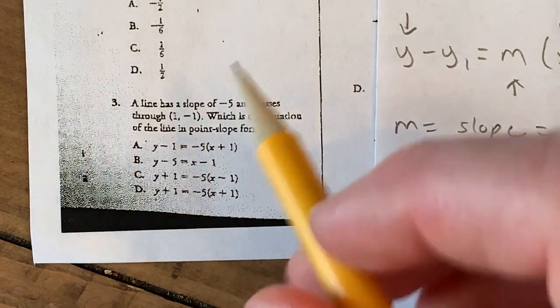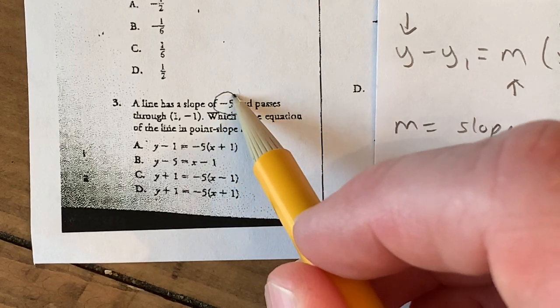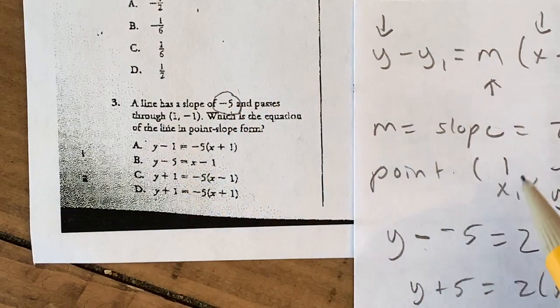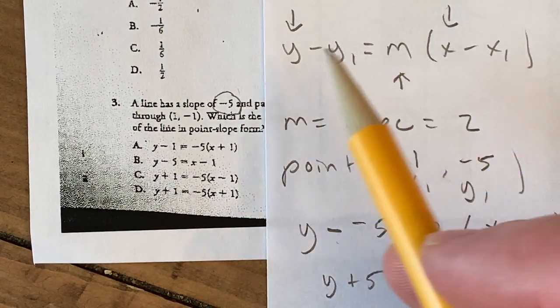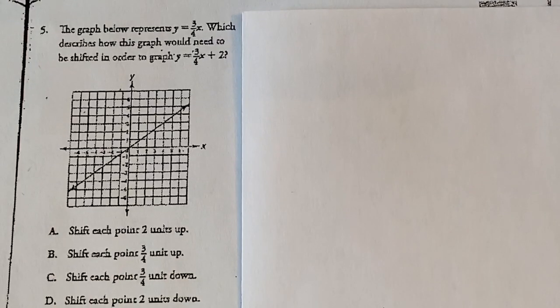So now go ahead and look at this problem. Okay, so right here is your slope. So think about what letter that would be. And then here's your point. Okay, so there's your point. And then you're going to go ahead and use this formula and plug in and find which one you think is correct.